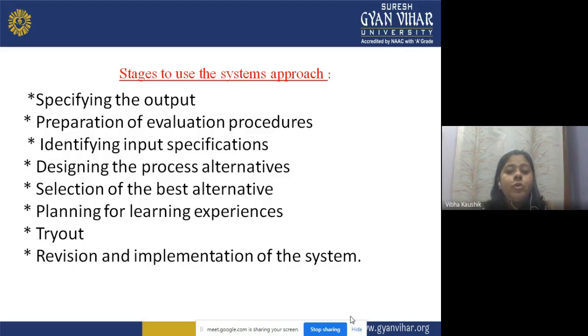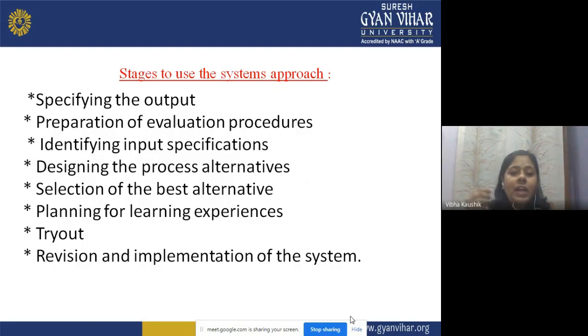Now, stages to use the system approach. What are the different stages? Now, first one is specifying the output. Second one is preparation of evaluation procedures. Third one is identifying input specification. Fourth is designing the process alternatives. Fifth one is selection of the best alternative. Sixth, planning for learning experiences. Next is tryout. And the last one is revision and implementation of the system.